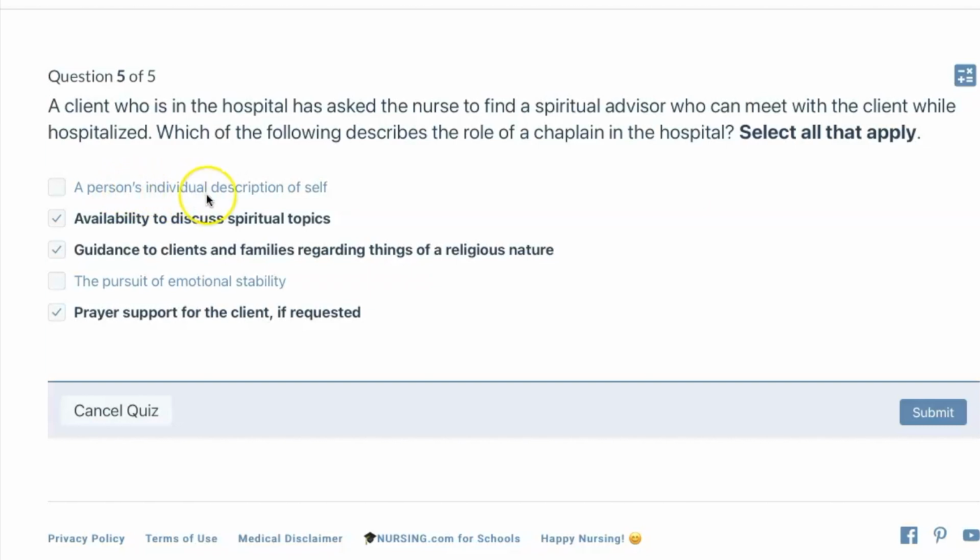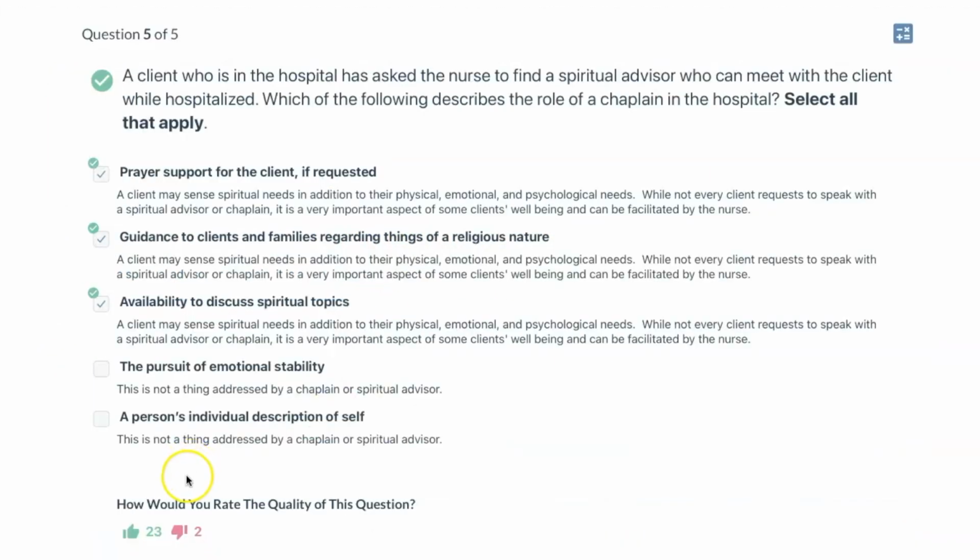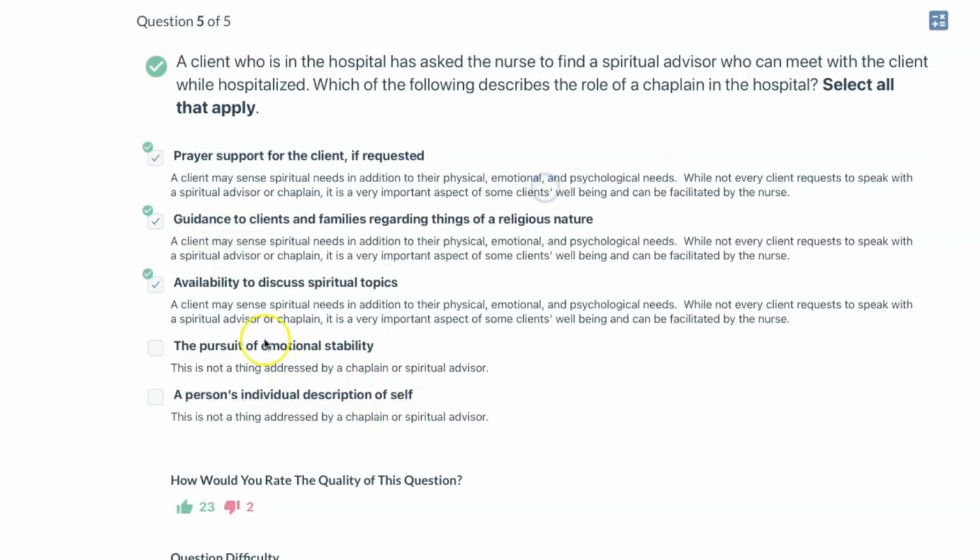A person's individual description of self, that doesn't really qualify. Guidance to clients and families regarding things of a religious nature, and definitely prayer. It is not the responsibility of the chaplain for emotional stability. That's not in their job description, or to discuss their description of self. And you can pause to read here.